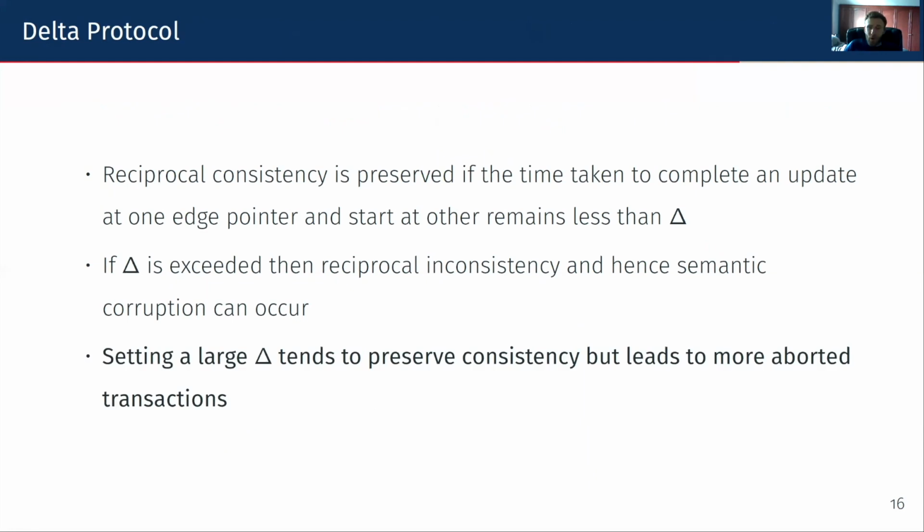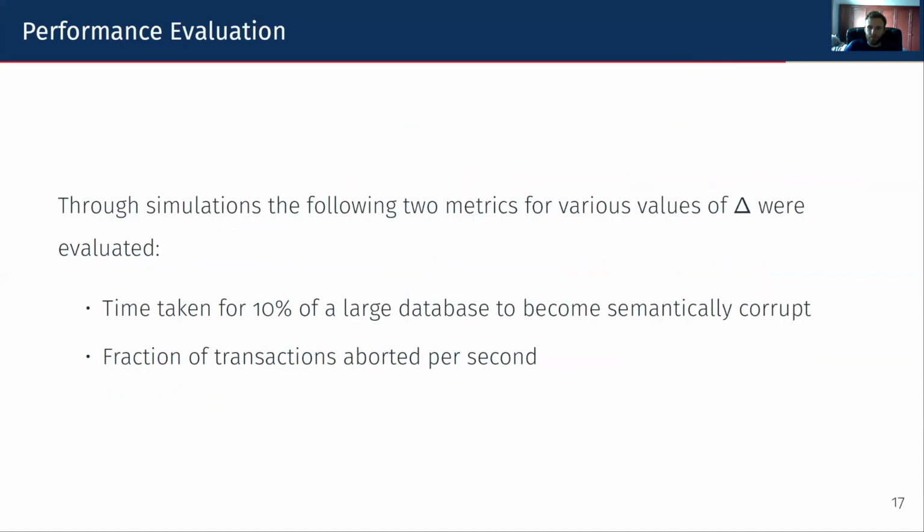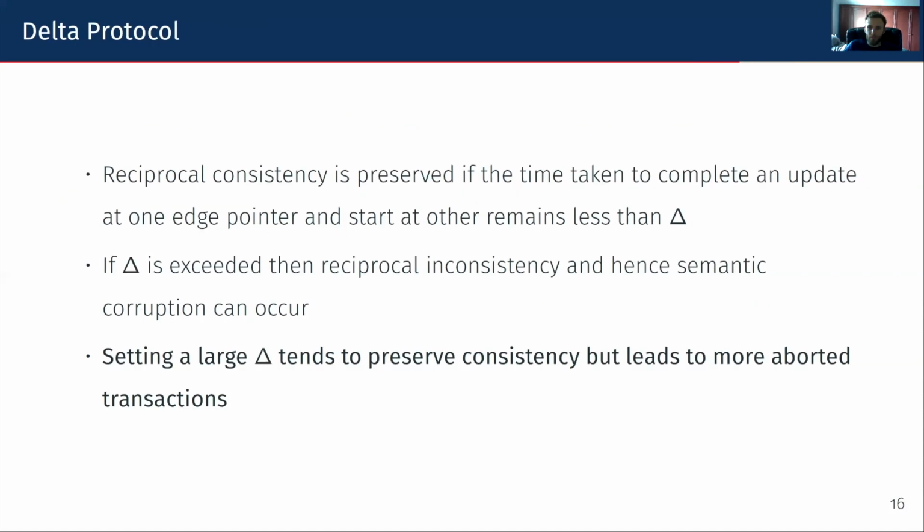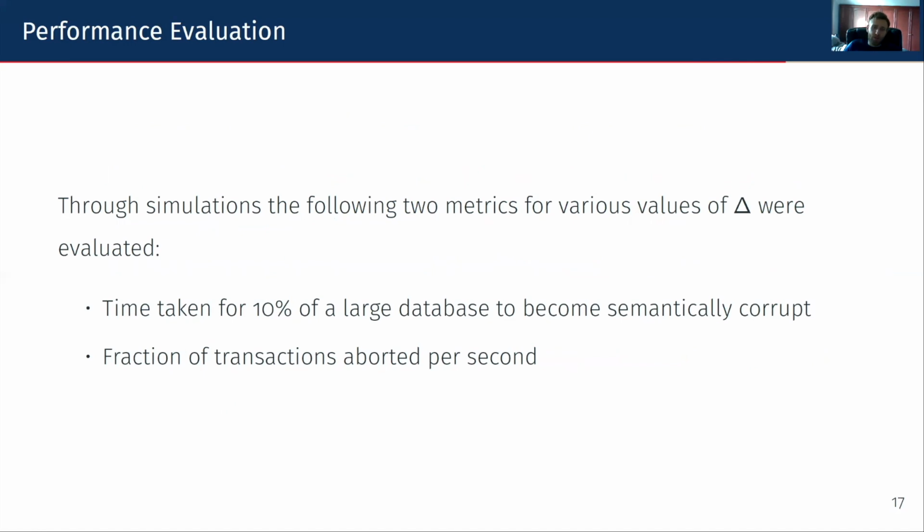This leaves us with a trade-off between the size of delta, the occurrence of reciprocally inconsistent edges, and hence the spread of semantic corruption, and the number of aborted transactions. The larger delta, the less likely a distributed edge becomes reciprocally inconsistent, but this comes at the cost of possibly more aborted transactions. We evaluated this trade-off through simulations for various values of delta.